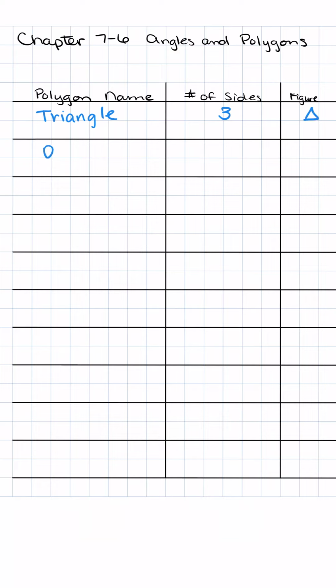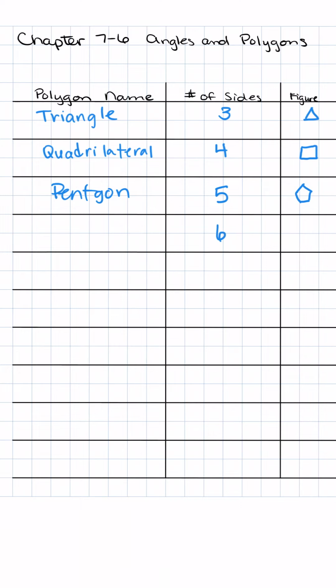Next would be a quadrilateral. A quadrilateral is any polygon with 4 sides. So a square is an example of a quadrilateral. The next one has 5 sides, and it's called a pentagon. And a pentagon I think of as looking kind of like a house. So like a penthouse, pentagon.